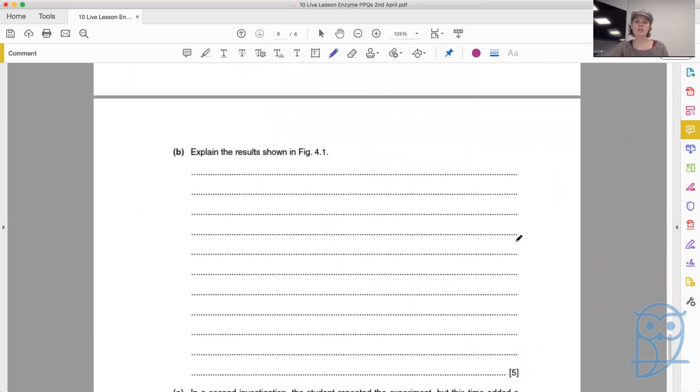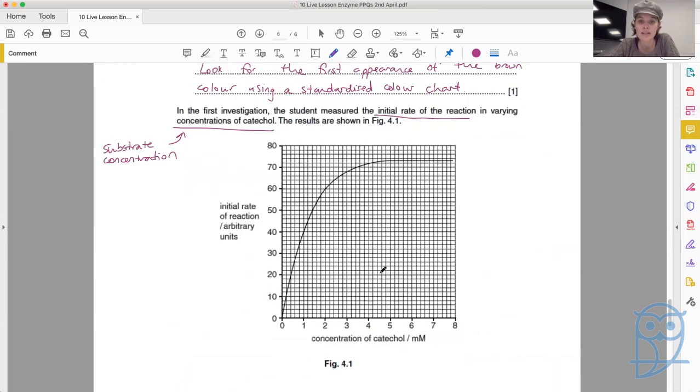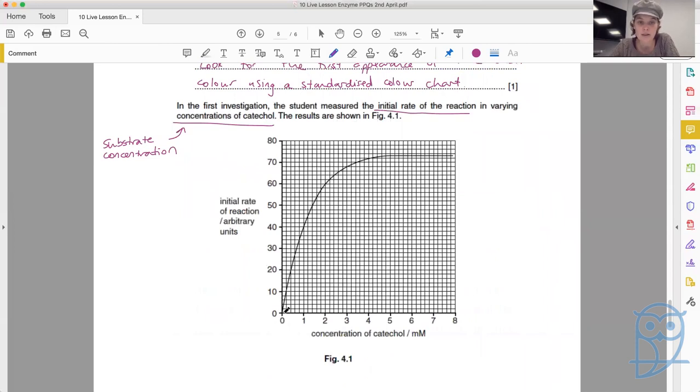Explain the results shown in figure 4.1. Note there, only explain, which means that you have no marks for description. If you write a lovely little paragraph about description, nobody actually cares. Okay, unfortunately, no matter how well you can describe it, they are not going to give you marks for it. So, just explaining, and look, we've got that same pattern. We've got nothing, we've got increasing, we've got slowing, we've got flat.